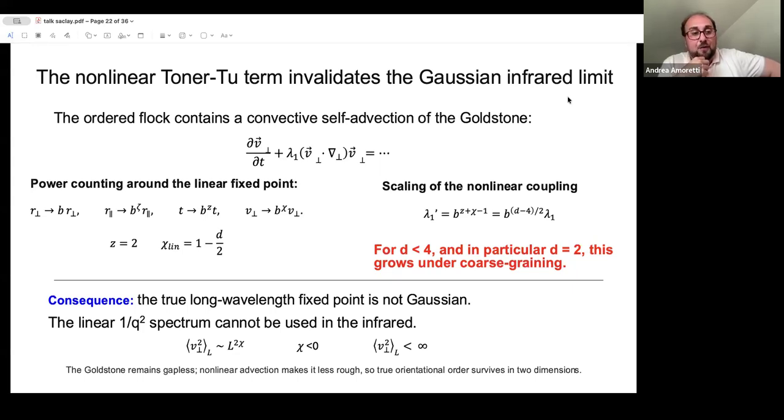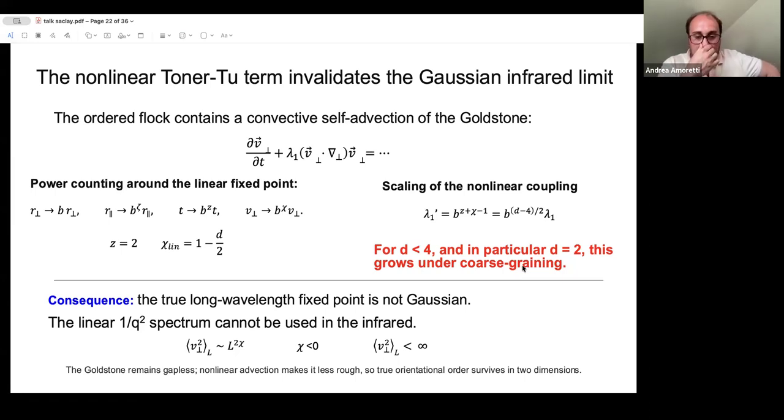So basically, if you do just a scaling analysis, like an RG scaling analysis at the linear level, you find that you have an anisotropy because you have different scaling in the longitudinal and perpendicular directions of the velocity. And if you compute the scaling of this advective term lambda 1, one can easily see that it becomes relevant in d less than 4, and in particular is for sure relevant in d equal to 2.